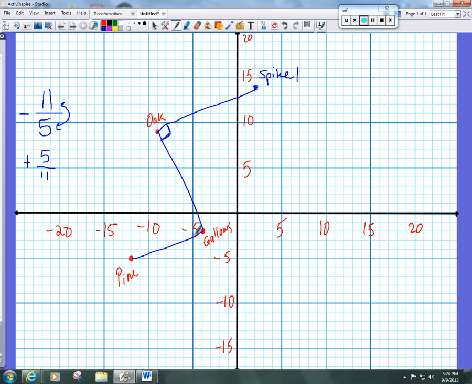Now I do the exact same thing from my gallows to my pine tree. What's the slope from my gallows to my pine tree? I always like to run right. I don't like to run to the left. So I like to go up or down depending on positive or negative and then run to the right. So I'm going to start with my pine tree and find the slope from my pine tree to my gallows.